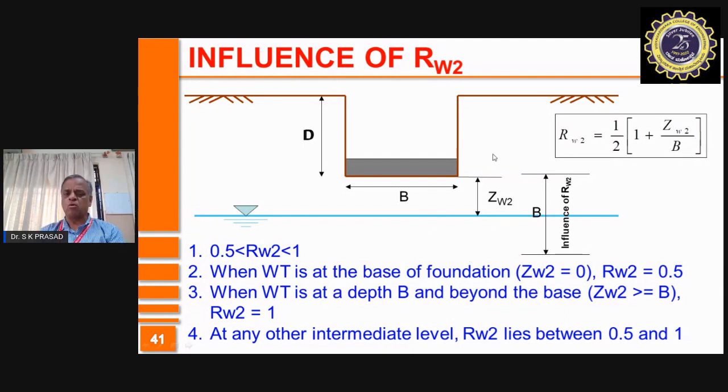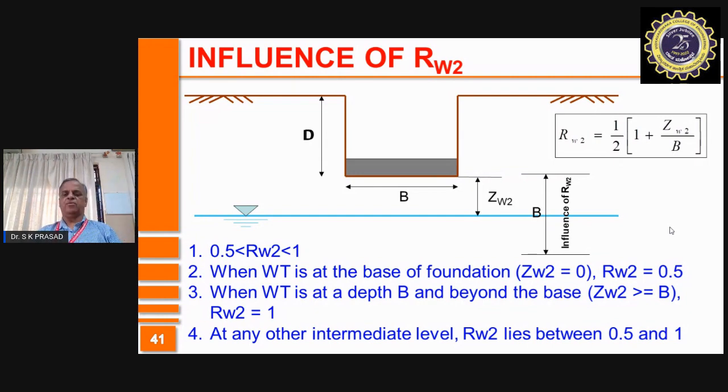So whenever the groundwater table is, let us say, at the ground surface or above the bottom of the foundation, automatically ZW2 will be 0. And when ZW2 is 0, RW2 will become 0.5. So friends, you should know, whenever the groundwater table is at the surface, you have the worst situation. RW1 and RW2 will both be 0.5.